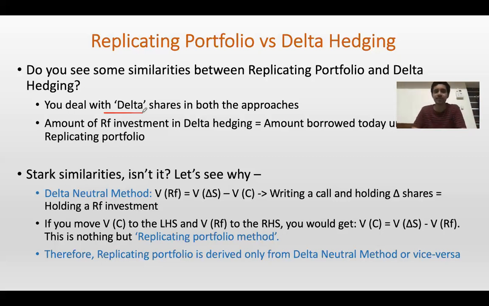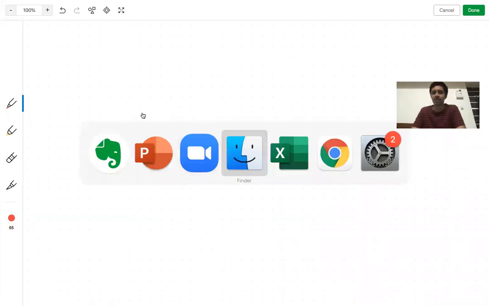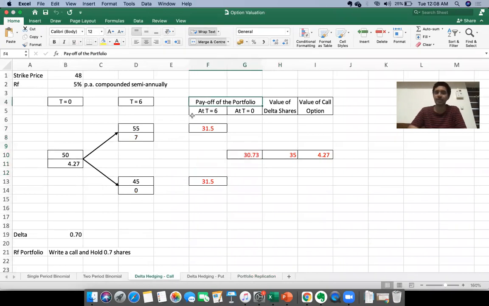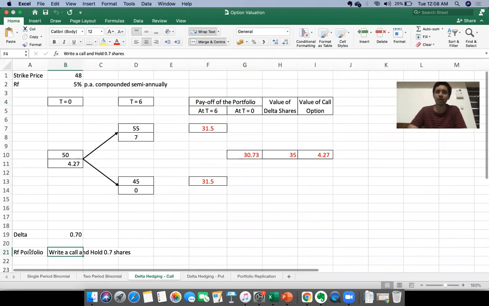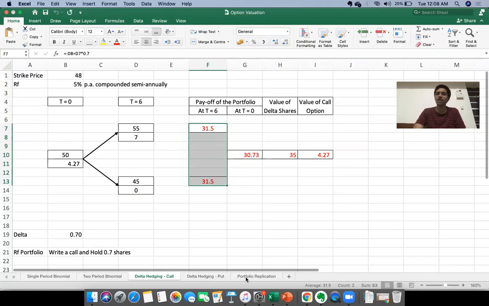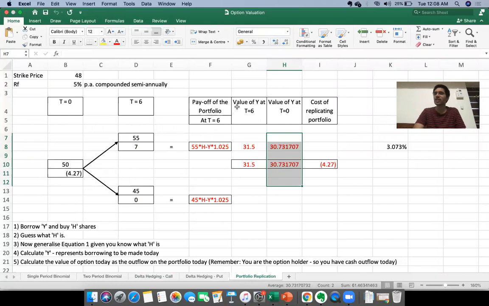Coming to the second similarity, I'm not sure how many of you actually noticed. In the delta hedging approach, the payoff of the risk-free portfolio that we built, which is writing a call and holding delta shares, was risk-free because its payoff was the same at t equal to 6, whether the share price was 55 or 45, right? So we call that a risk-free portfolio. The payoff of this risk-free portfolio was 31.5 at t equal to 6 at the upper node as well as at the bottom node. Under the portfolio replication also, the value of y, where y refers to the amount of borrowing at t equal to 6, was 31.5.